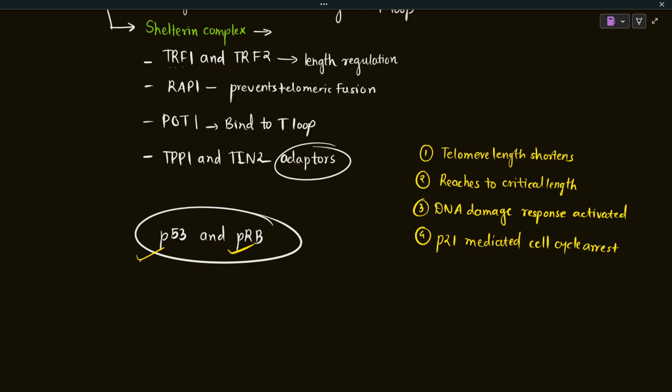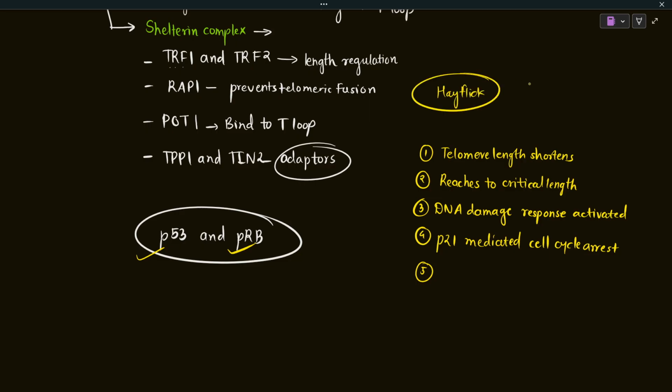So let's say that the P53 and PRB pathways get inactivated. This could happen due to multiple reasons. If those pathways don't get activated, the telomere length will keep shortening. Why? Because now the cell is dividing on and on. The cell division is going on. We already know that a cell divides until the Hayflick limit, right?